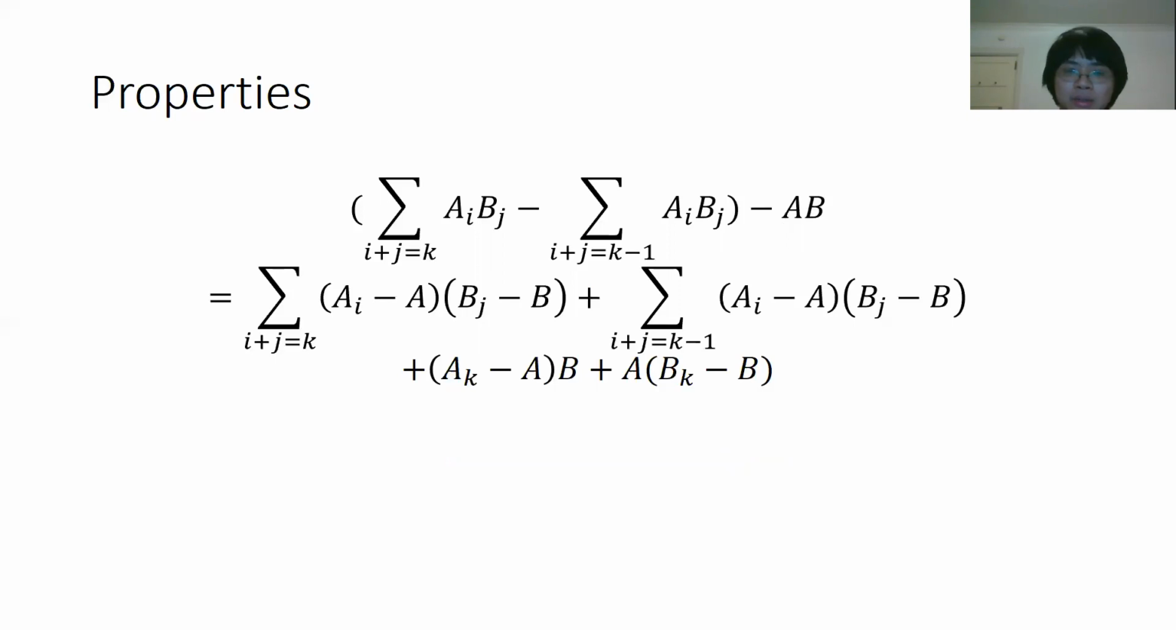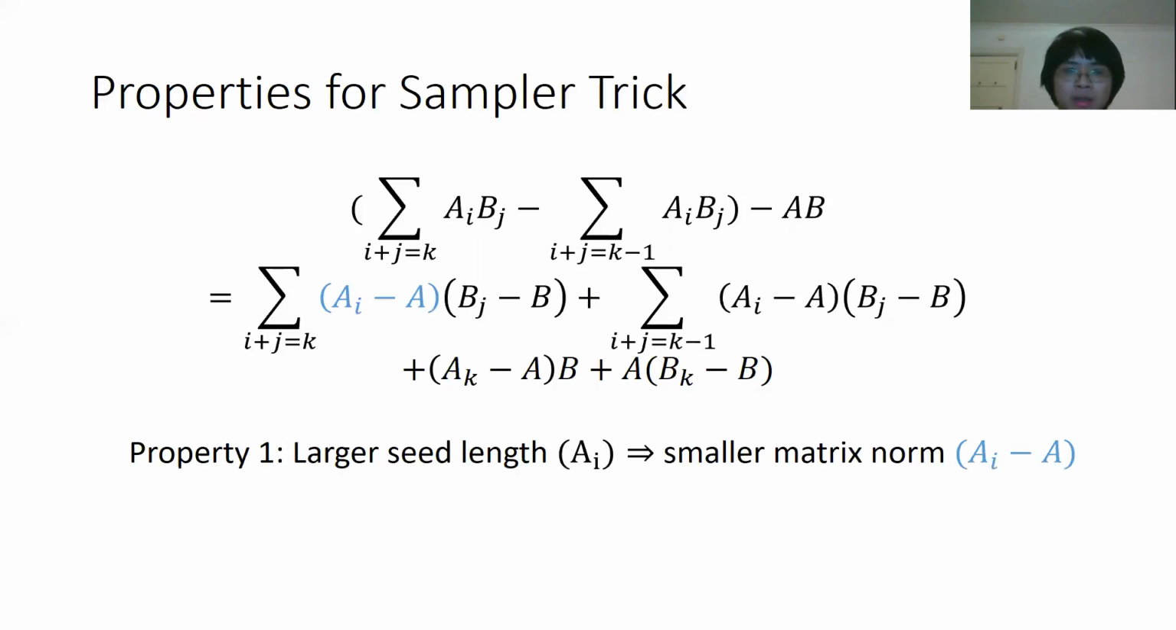And also, this recursive formula satisfies the properties we mentioned, which are required to apply the sampler trick in BCG. The first property is that a matrix with a larger C length needs to contribute a smaller matrix norm, so that we don't need the epsilon to be too small, and the degree of the sampler can be smaller. This is true in our construction, because given a larger C length AI, we will get a small norm matrix AI minus A.